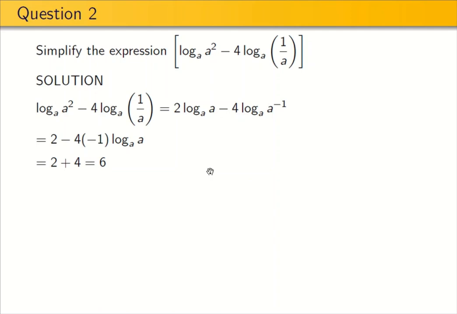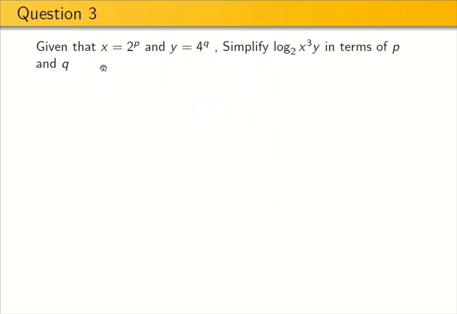Okay, so let's continue. Question 3. Given that x equals 2 to the power p and y equals 4 to the power q, simplify the logarithm of x cubed y all base 2 in terms of p and q. Okay, so look at it clearly. We've been given that these are the representations of x and y in terms of p and q.